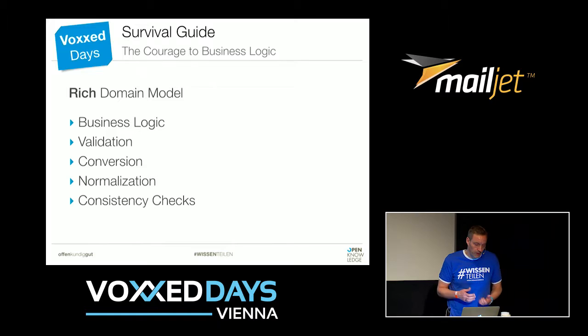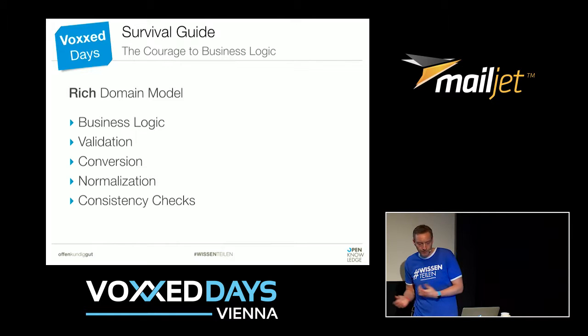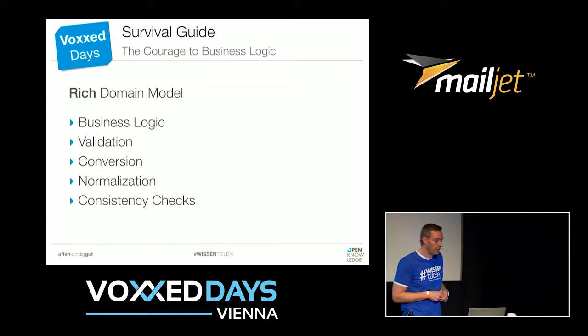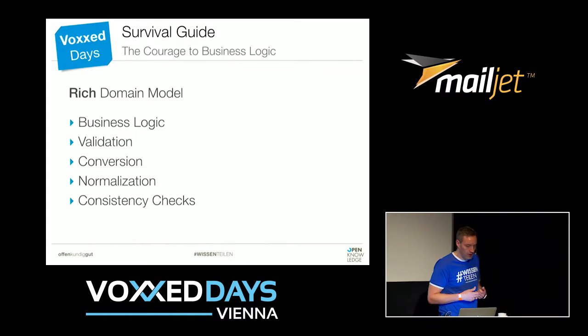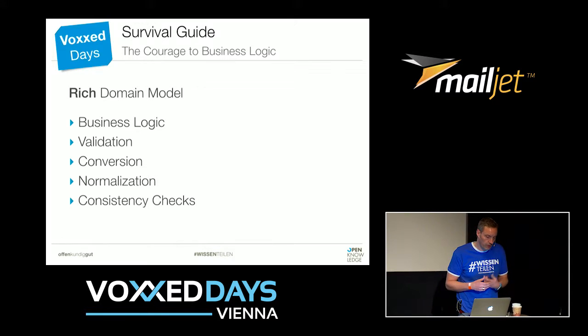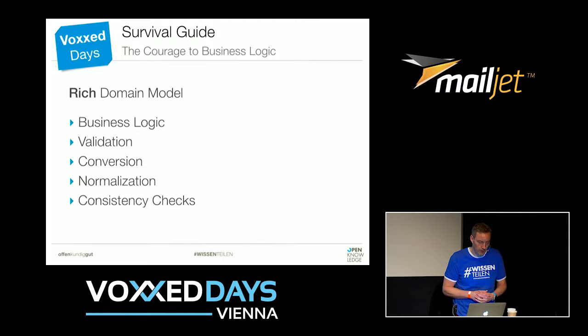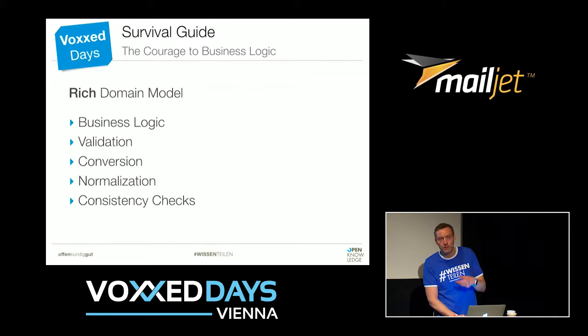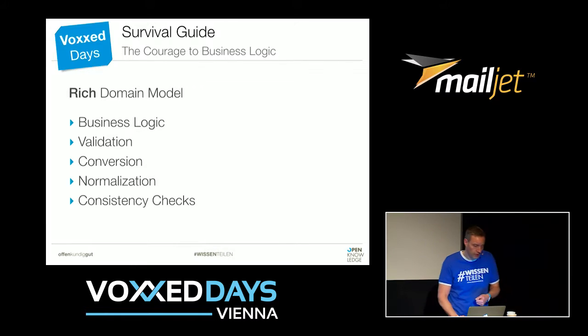Rich domain model. What does a rich domain model mean? In opposite of this anemic domain model I showed before, we want a domain model which has its business logic inside. And we want validation inside the domain model. We want conversion inside the domain model. We want normalization and consistency checks and all this stuff inside the model. So I do not talk about use case business logic for sure, but I talk about the business logic of the domain model itself.